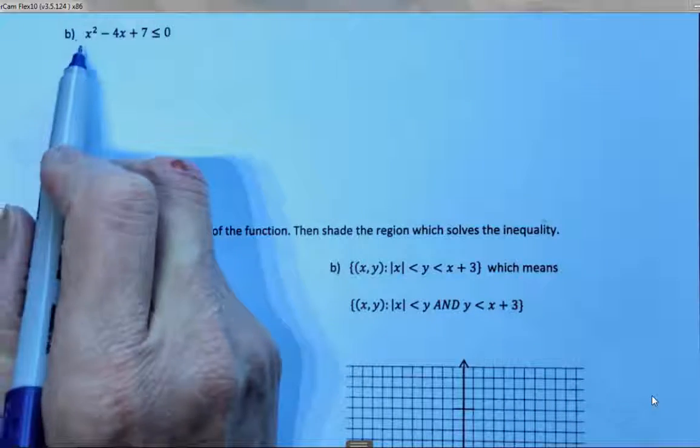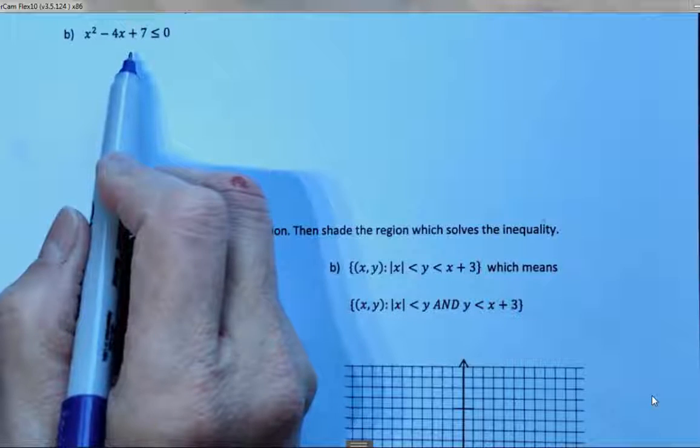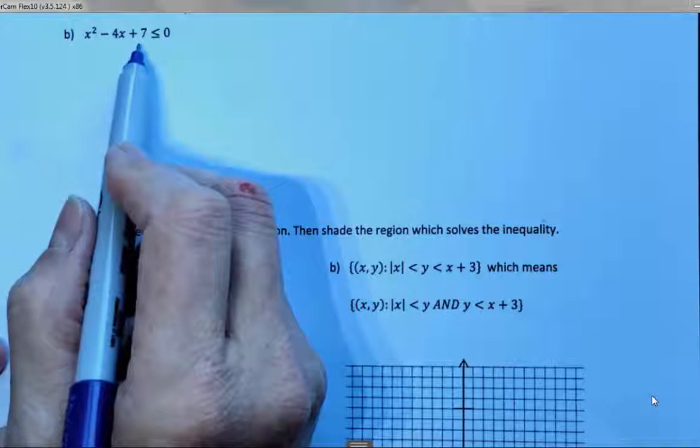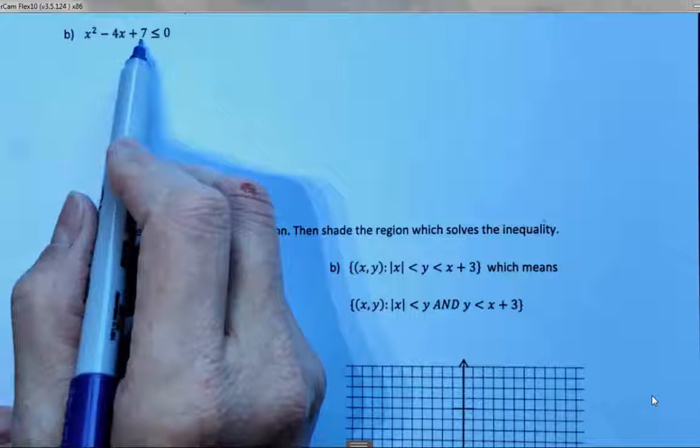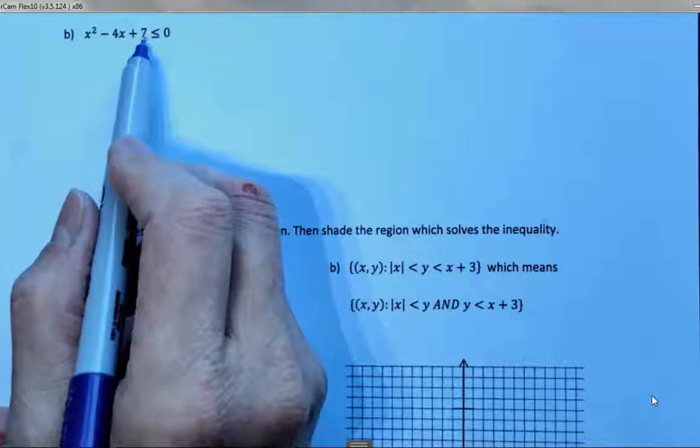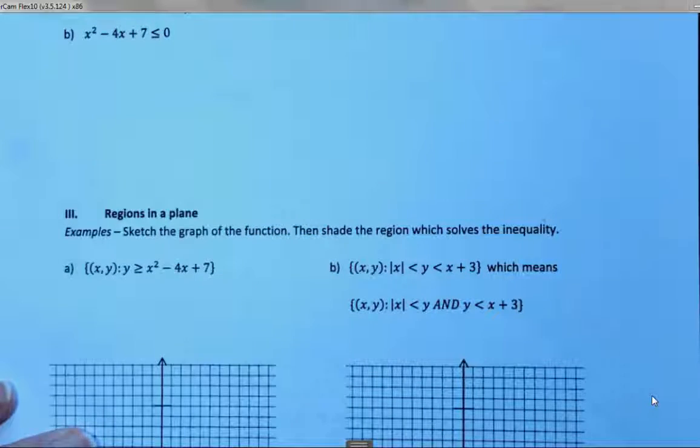In this example, the quadratic is already by itself on the left-hand side, so we just need to figure out how to factor or use the quadratic formula. Our factors would have to add up to 4, and factors of 7 are never going to add up to 4. So this cannot be factored. We need to use the quadratic formula.